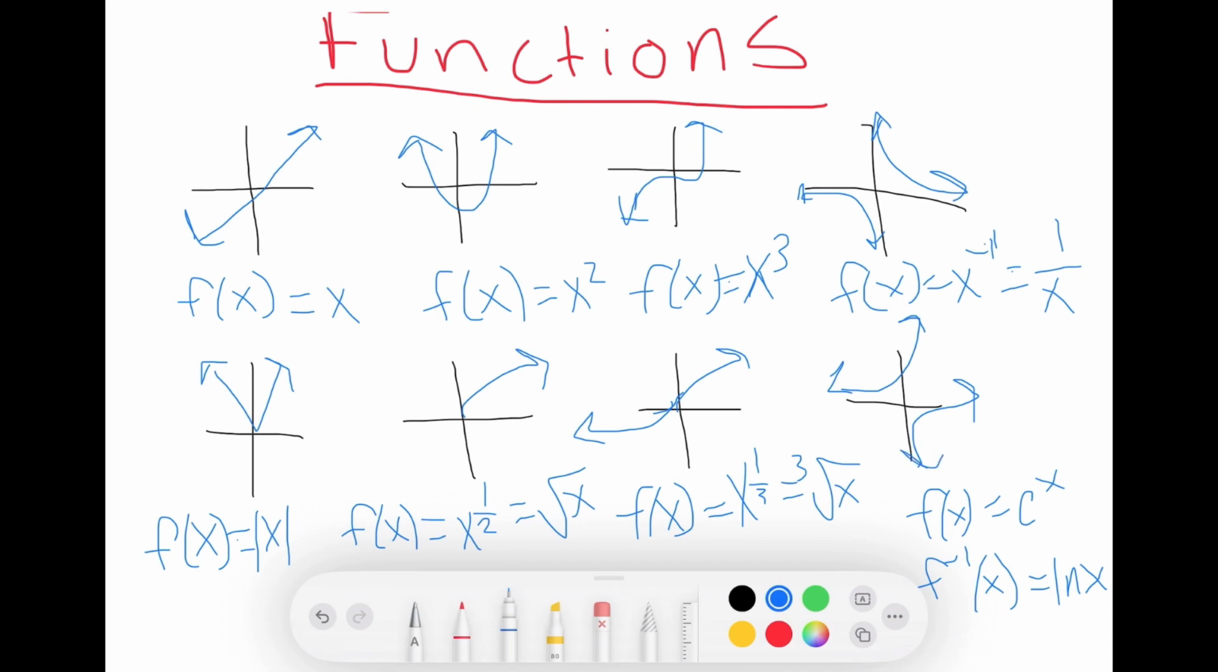Alright, these are all graphed on coordinate planes. If you need a refresher on coordinate planes, be sure to check out my last video, which is linked in the description.